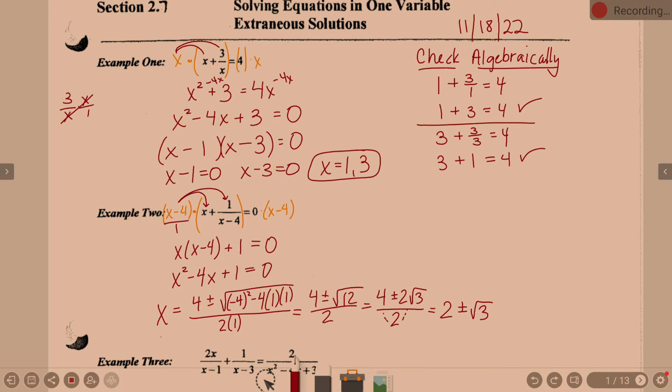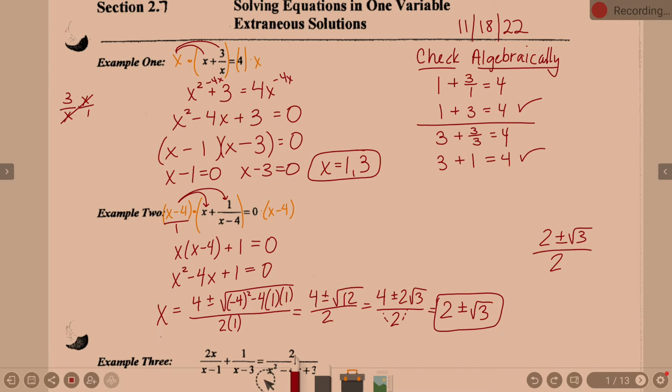I thought that you couldn't cancel the 2's because the 2 and the square root of 3 are connected. But they're multiplying. You can cancel because they're multiplied. But if instead I had this, you couldn't cancel, because there's no factor of 2 with the square root of 3 to cancel. Okay? So that's the difference.